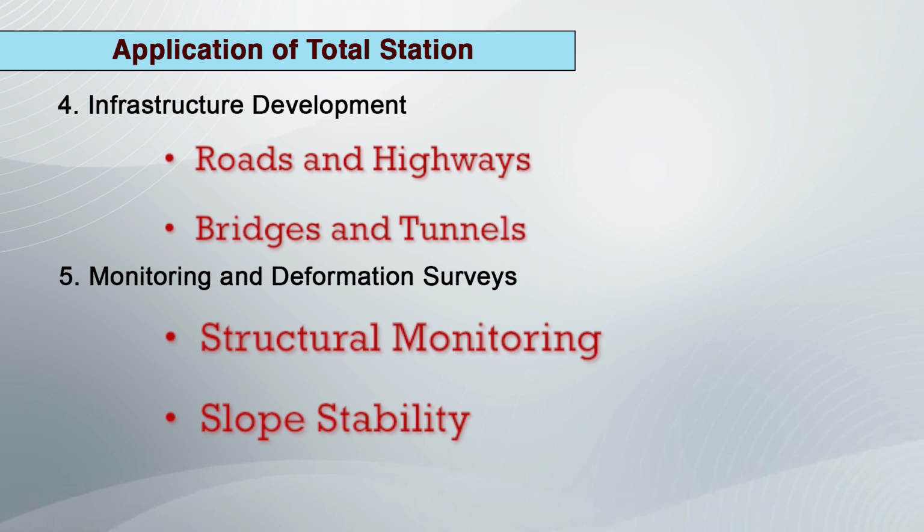In this, the first is structural monitoring. Total stations are used to monitor the deformation and movement of structures such as dams, bridges and buildings over time. This helps detect any shift or settling that might indicate structural issues. The second application under this monitoring and deformation survey is slope stability. The total stations are used in geotechnical monitoring to measure the movement of slopes, helping to predict and prevent landslides and failure of the slopes.